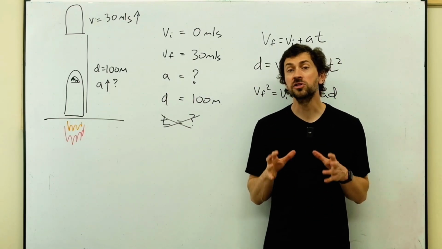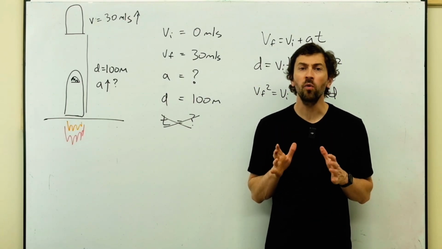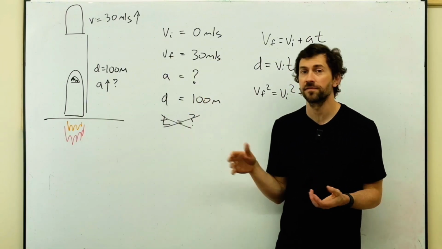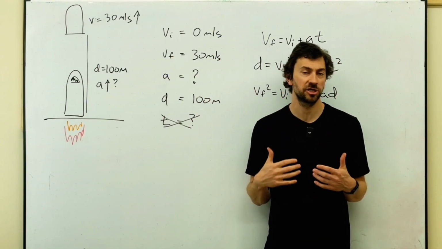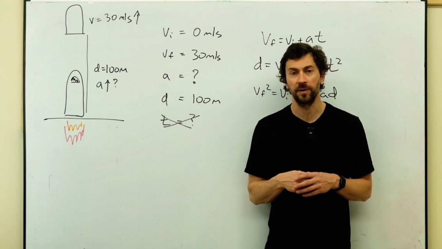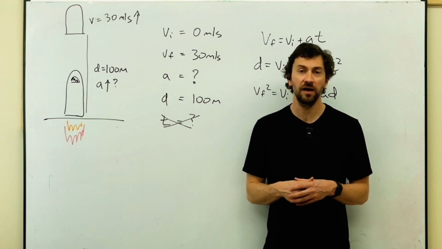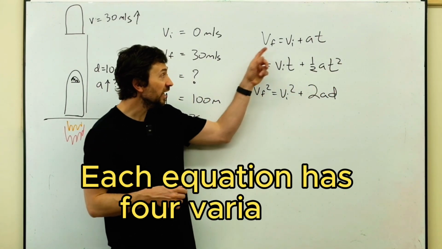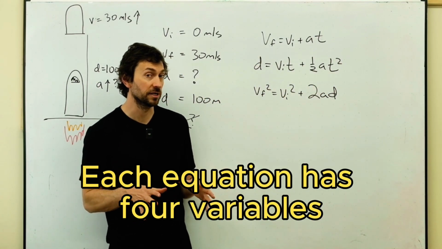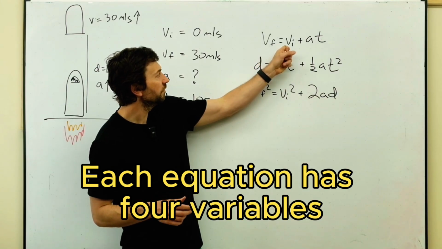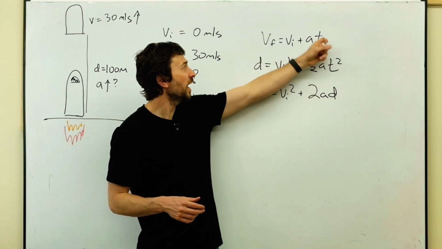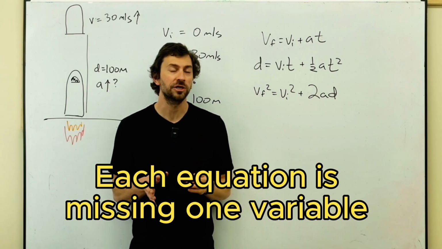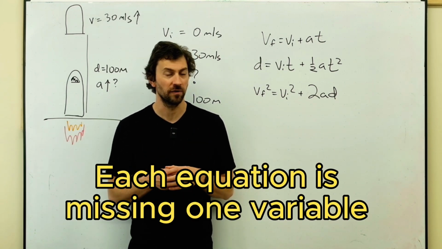Now, here's the little trick. There's always 5 variables in kinematics, these 5. There aren't different variables in this chapter. You've seen all the ones that we're going to talk about over and over and over again, VI, VF, A, D, T. Now, if you look at the equations, each of them has 4 variables in it. So for example, VF, VI, A, T. This one has 4 of the 5 variables. Each of the equations is missing one variable.